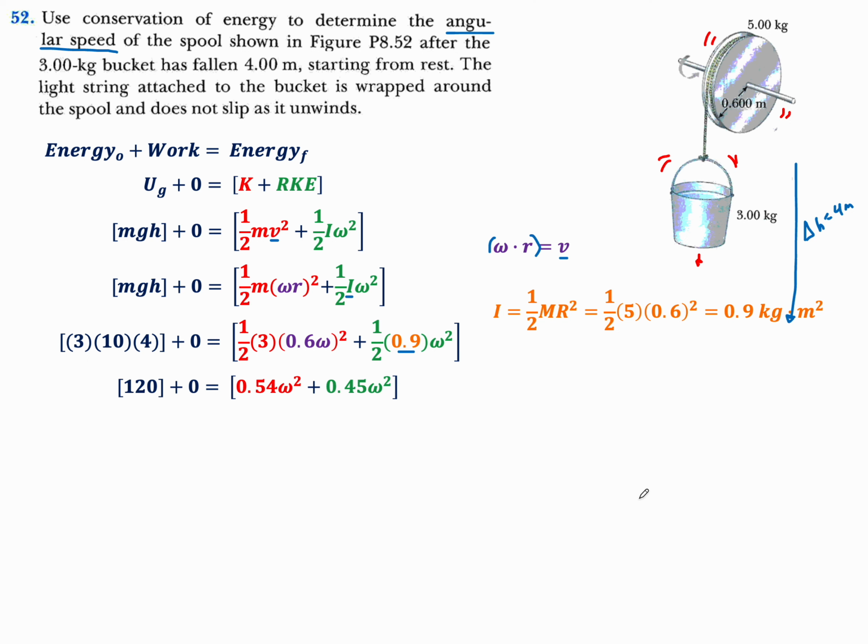And now we can solve the rest of this. Just doing some numeric calculations, we get these. We can reduce it down to here. Adding both the omega squared terms together gives us that. And then dividing both sides by 0.99 and taking the square root gives us approximately 11 radians per second, which is the final angular velocity of the spool.